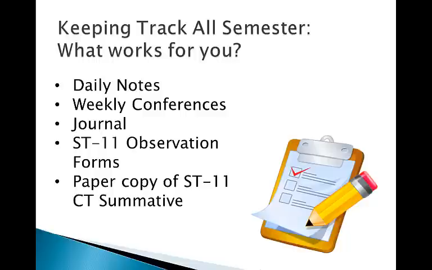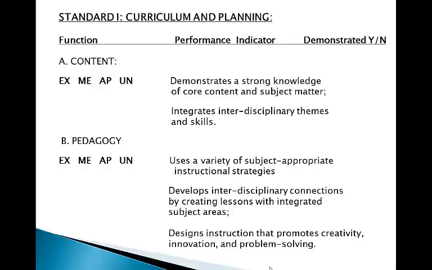Now let's look at the format that you'll see on the ST-11 CT Summative. You will see that Standard 1 covers curriculum and planning. The first 2 functions under Standard 1 are shown in the first column. They are A, content, and B, pedagogy. This format is used for all 5 standards.